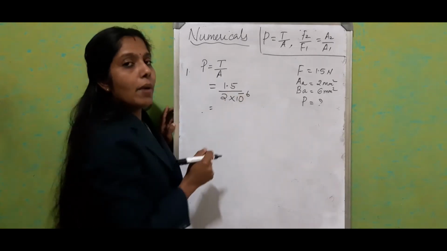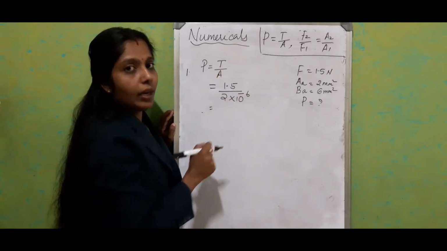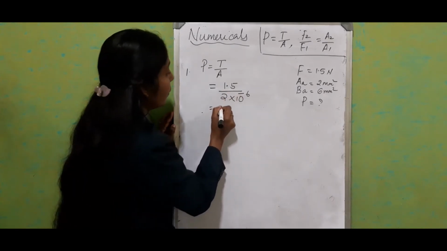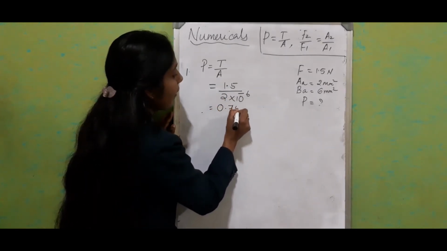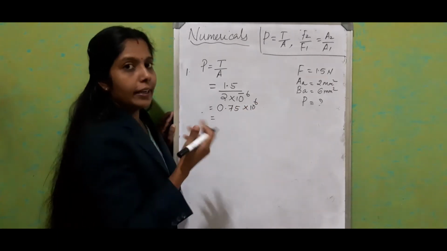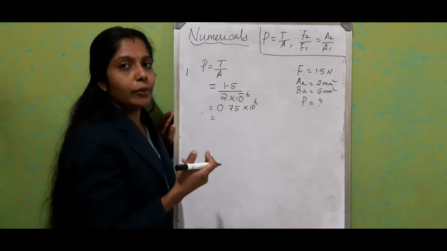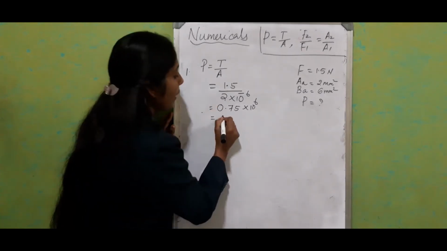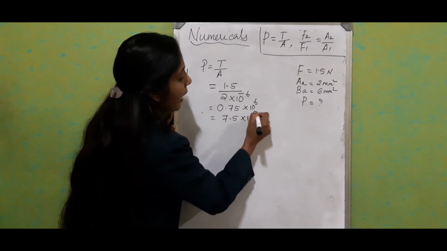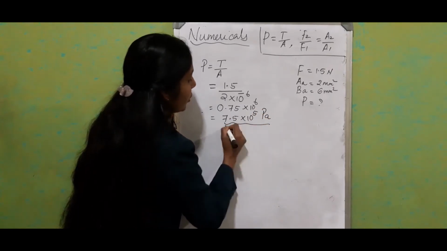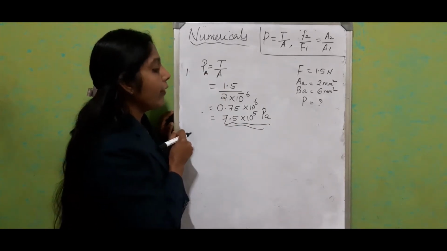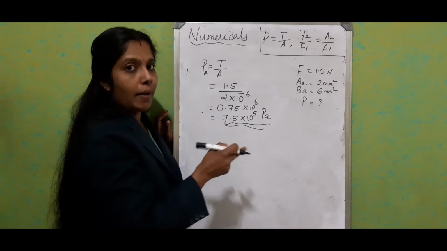So, 10 to the power minus 6, we can take it in the numerator. So, 1.5 divided by 2 is equal to 0.75 into 10 to the power 6, or else we know that in physics we always write it for 1 decimal point. So we can write it as 7.5 into 10 to the power 5 Pascal. So pressure at A is equal to 7.5 into 10 to the power 5 Pascal.